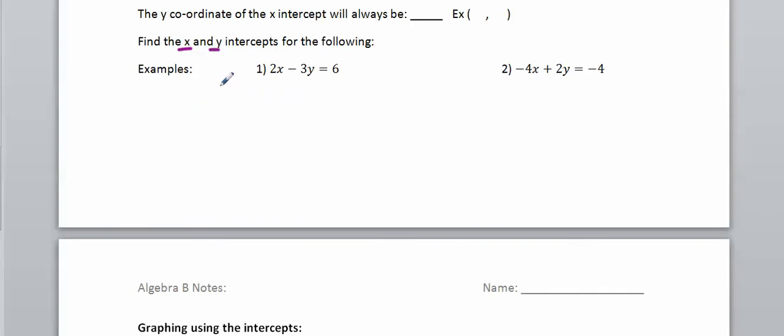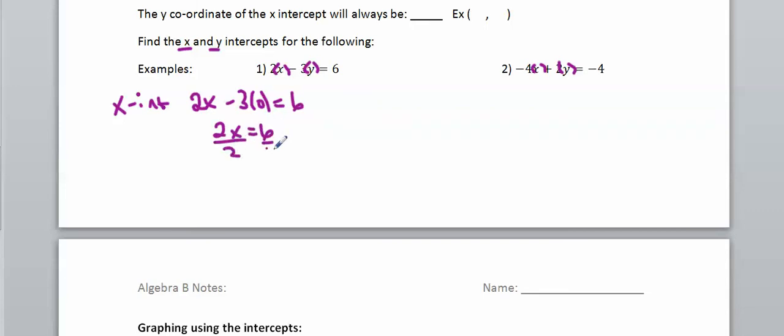Okay, starting with the x, I want to plug in 0 for y. So I'm going to put my parentheses around because I know I'm plugging things in. Okay, so we get 2x, so this is x-intercepts, minus 3 times 0 equals 6. That's what you should have done. The 0 makes this go away, so I'm left with 2x equals 6. Divide both sides by 2, so my x-intercept is 3.